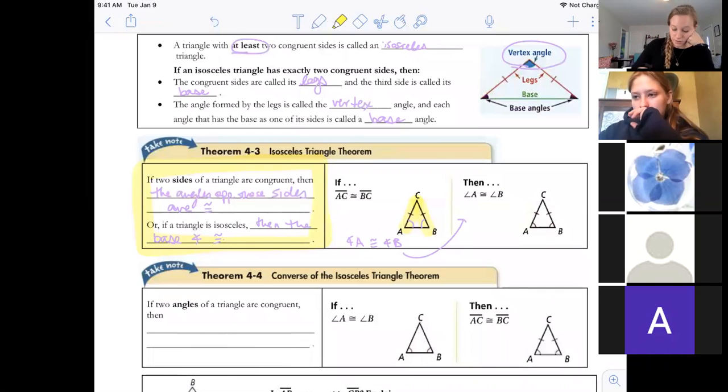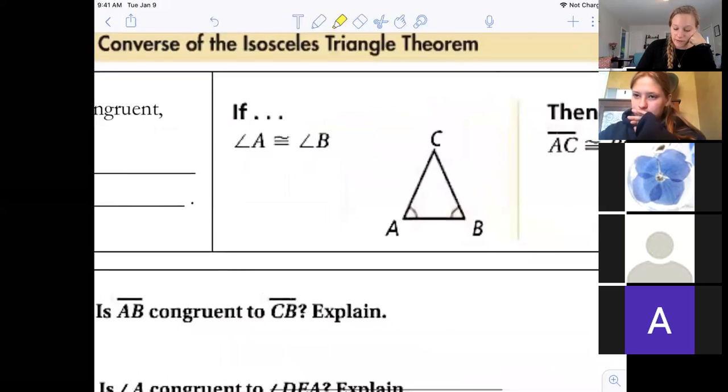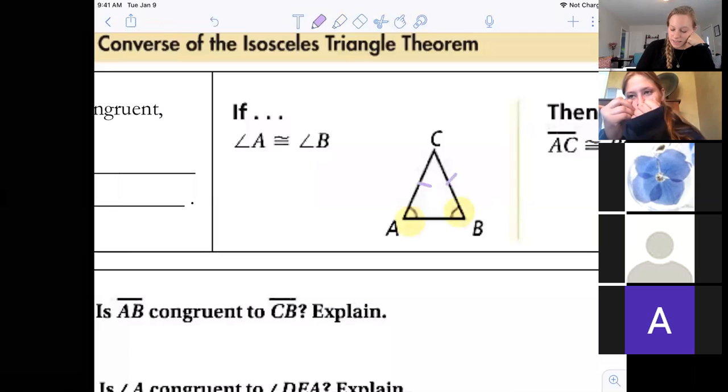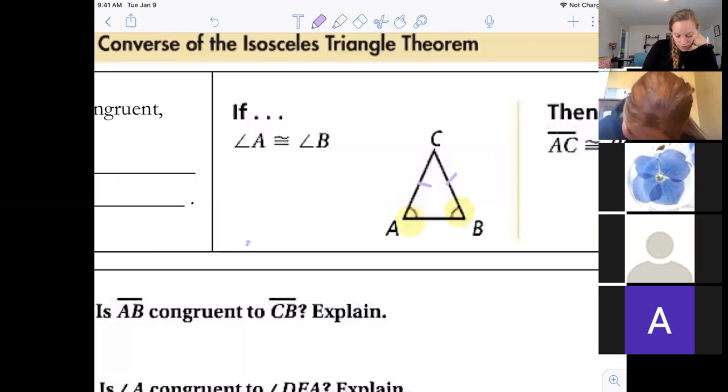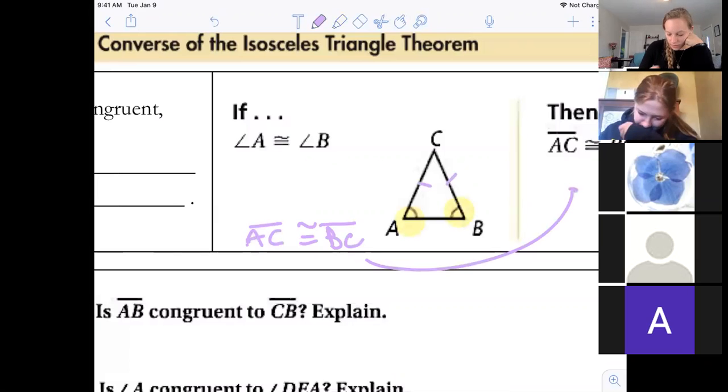Okay, so that's what this picture right here shows. If I knew that my angles were congruent, then I can say sides AC and BC are congruent. AC is congruent to BC. And again, that's written over there. The sides are congruent. Sorry, that's a funny side mark.